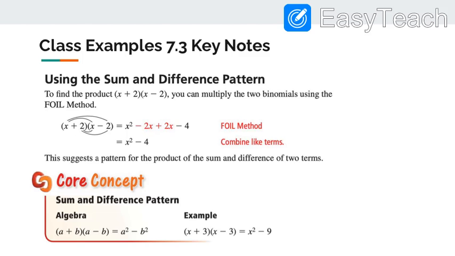Alright, so make sure that you write down this core idea, and it's called the sum and difference pattern. We're going to use it on the next page.